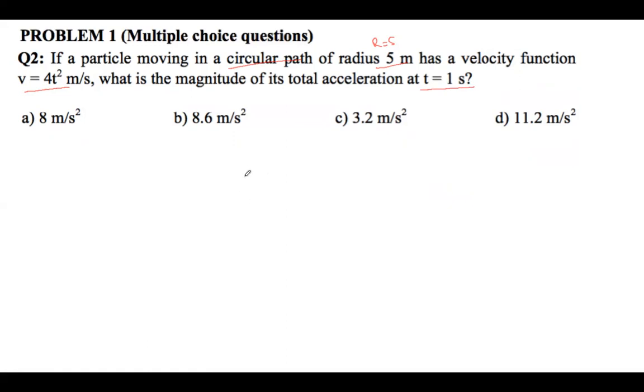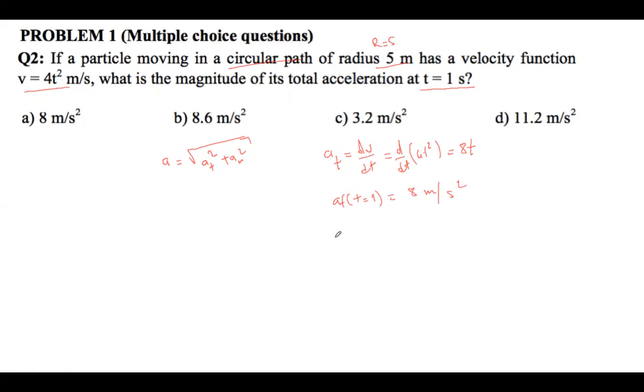Well, you know that I have a circular path. So my acceleration has two components, a tangential acceleration and a normal acceleration, as I said before. The tangential acceleration is just dv over dt. So I have to take the derivative as a function of time of 4t squared. This gives me 8t. At t equal 1 second, it's just 8 meters per second squared.